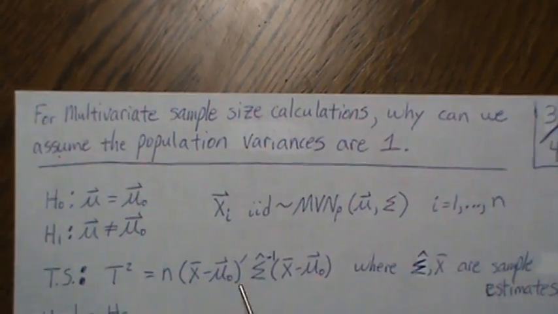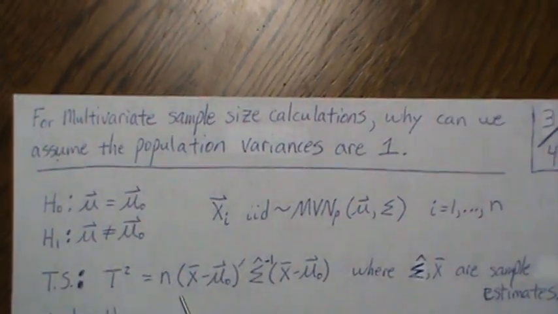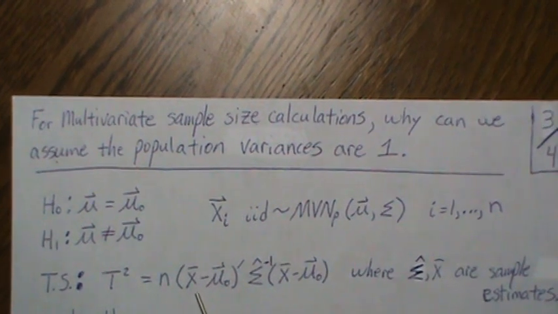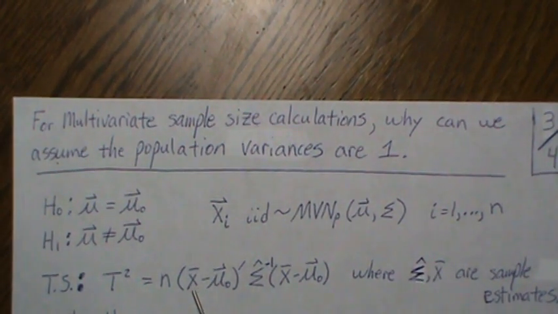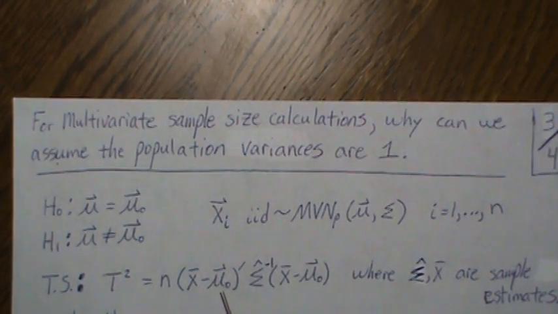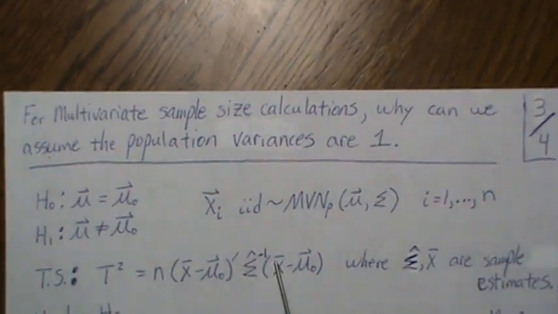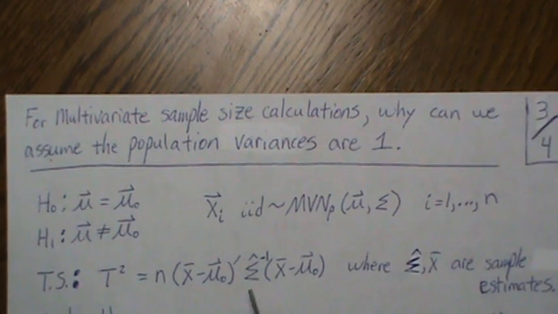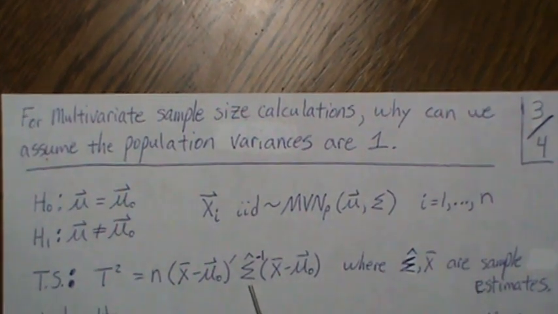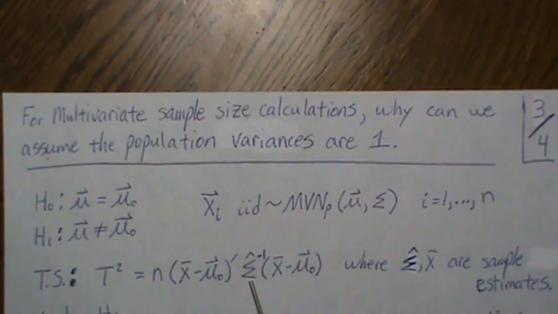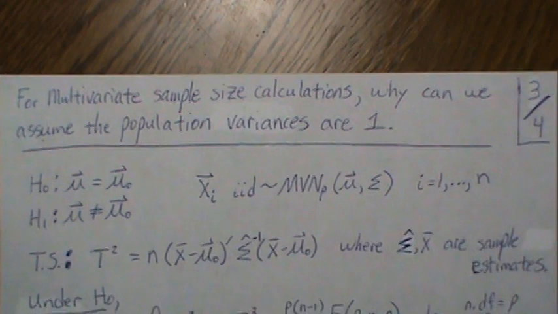Our test statistic is the Hotelling's T-squared. So n times the sample mean, which is a vector, and that's a vector, right? And this is the sample estimate of the covariance matrix, some might call that S, and then the difference. And so this is it. That's a standard Hotelling's T-squared.